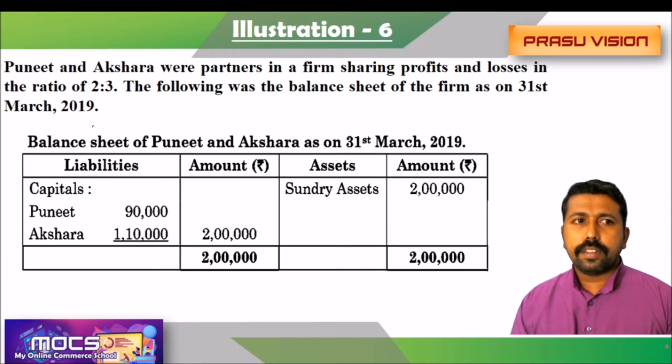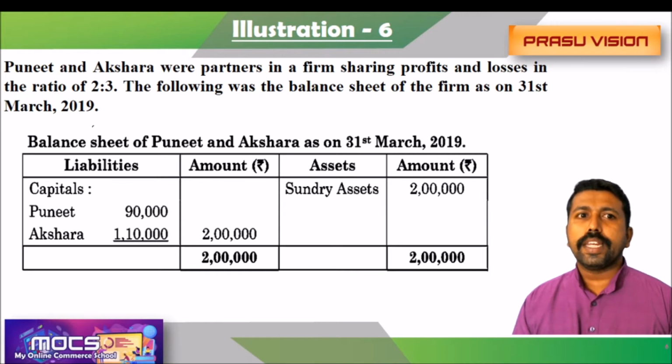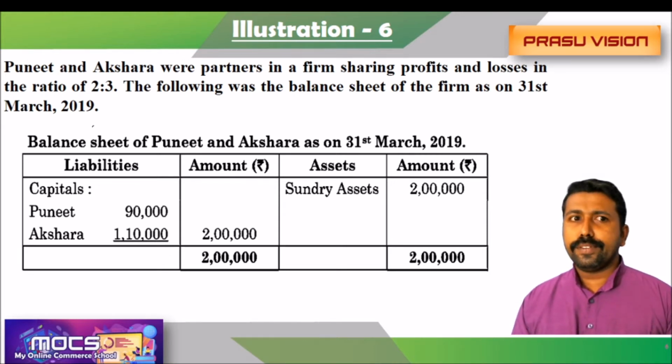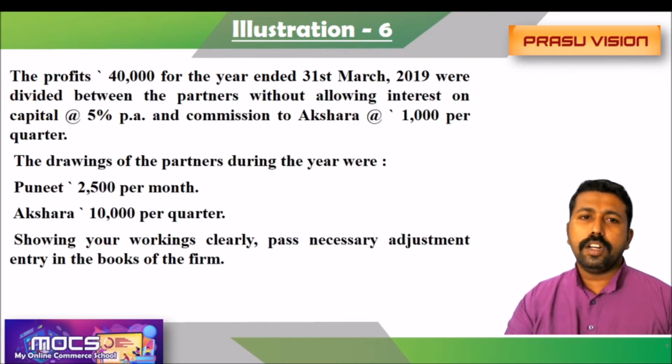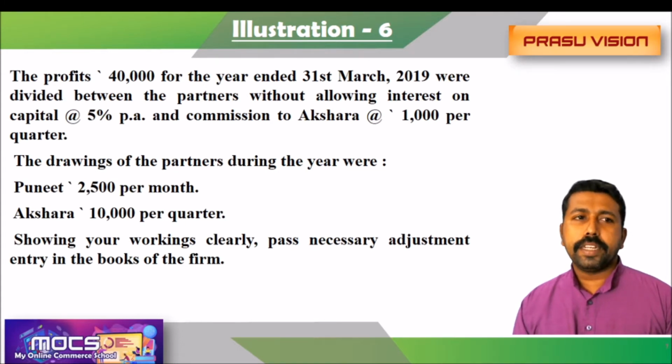The question is, Puneet and Akshara were partners in a firm sharing profit and losses in the ratio of 2:3. The following was the balance sheet of the firm as on 31st March 2019. The balance sheet shows Puneet's capital 90,000, Akshara's capital 1,10,000, and total 2 lakh. And the asset side shows sundry assets 2 lakh. And let us look at what is the item omitted.